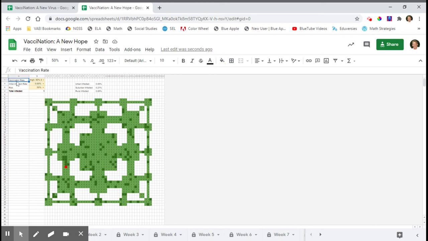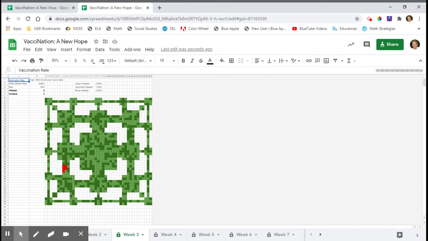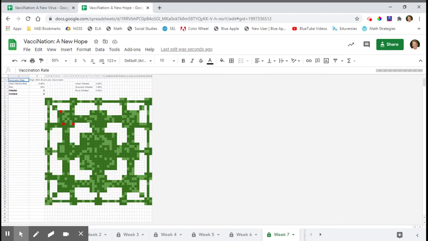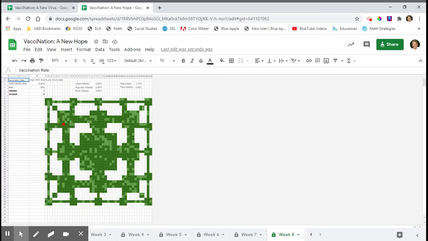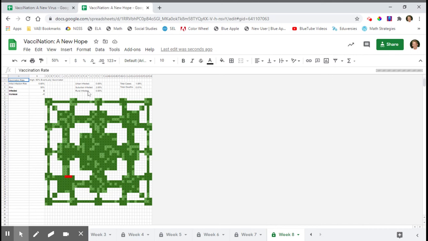So now, as we move through the weeks, week 2, week 3, you can see the disease is spreading, but the people who are vaccinated won't get it, and that prevents it from spreading farther. As we go on, you can see week 7. Let it think. Still thinking. It takes a long time because it's running all the simulations for all of the different squares. And finally, week 8. Now we can look and we can compare in week 8 what percent of the people got it, what there was total cases, and what percent died.